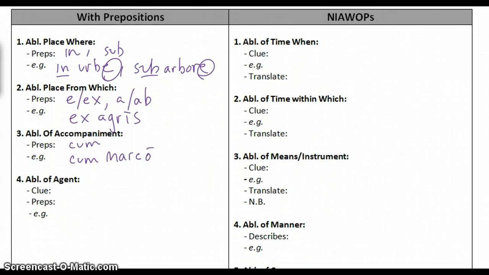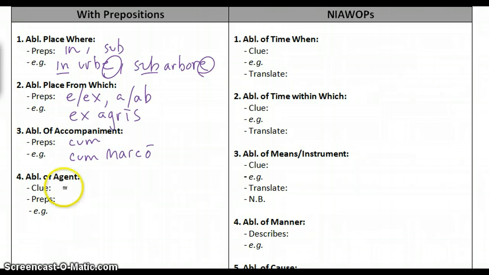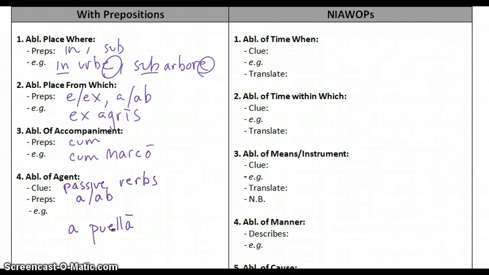And then one of our new uses is called ablative of agent. The clue is if we see a passive verb. We've talked about how passive verbs don't take direct objects. They come with this idea of by afterward, right? The boy was seen by the girl. So the preposition that you see in Latin with this is the preposition a or ab. For example, if you wanted to say the boy was seen by the girl, we would say a puella in the ablative. And that shows the agent, right? The person who's actually doing the action of the passive verb.